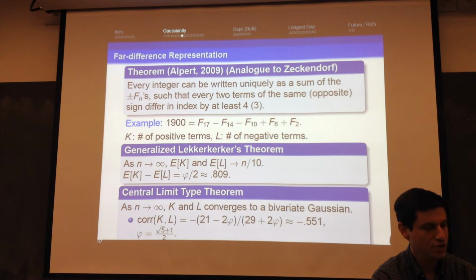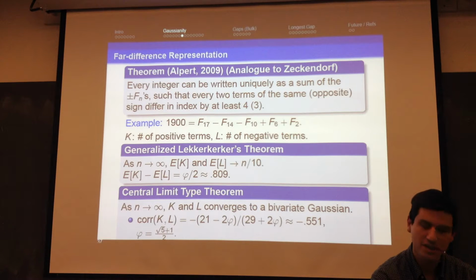And it turns out you can write every number uniquely as the sum of signed Fibonacci numbers, such that two terms of the same sign differ in index by at least 4, and of opposite sign differ in index by at least 3. Let k be the number of positive terms and L the number of negative terms. I'm sorry, the difference between them converges to phi over 2. They both converge to roughly n over 10 in terms of the number of summands. This is slightly fewer summands than in the Fibonacci case.